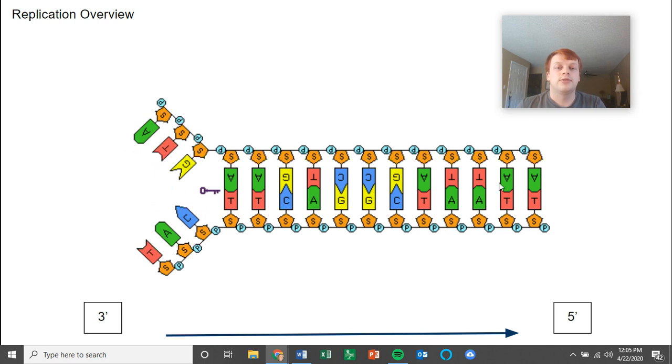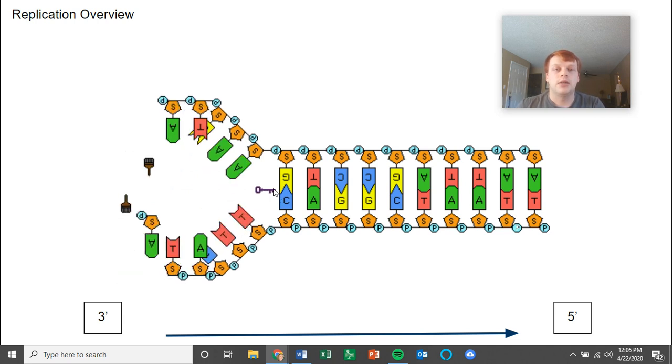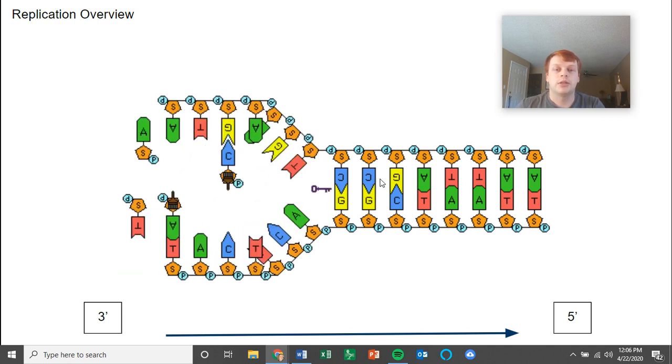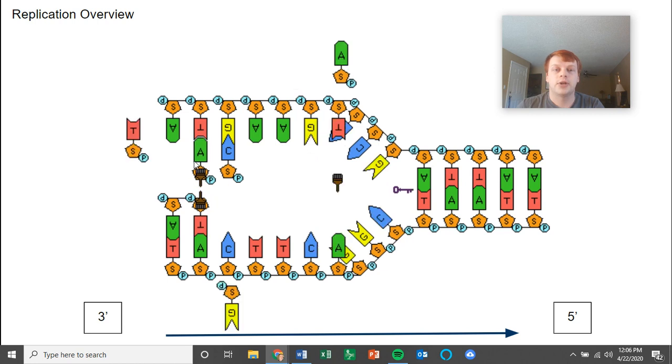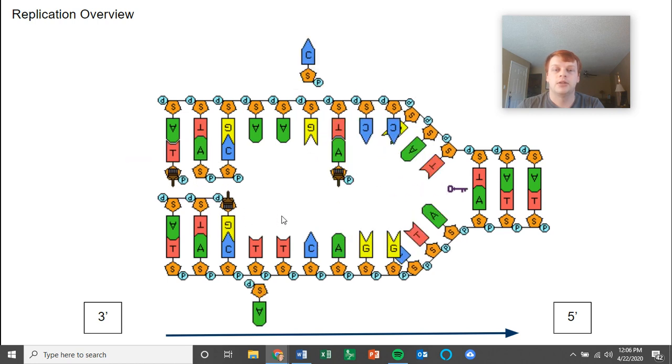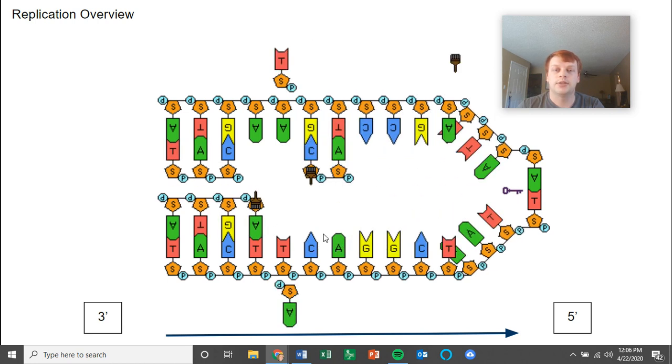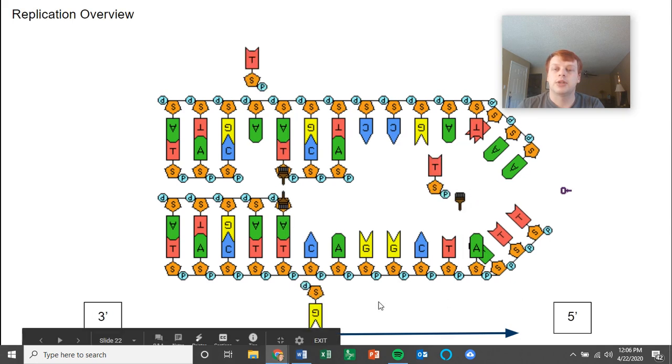Here's kind of an overview of what that looks like. So you can see this enzyme right here is splitting the 2 strands. At the fork, we have bases bonding to the new openings. And this runs from the 3 to 5 end.